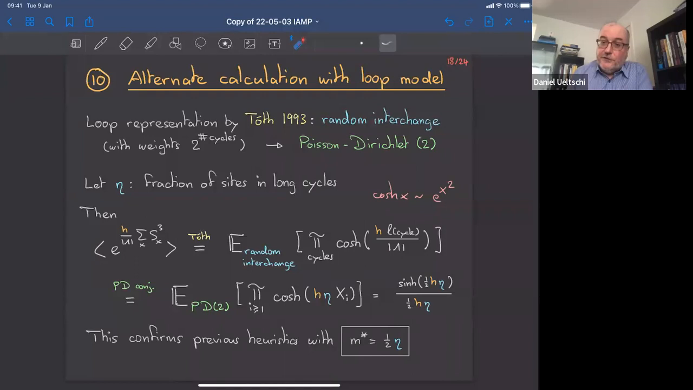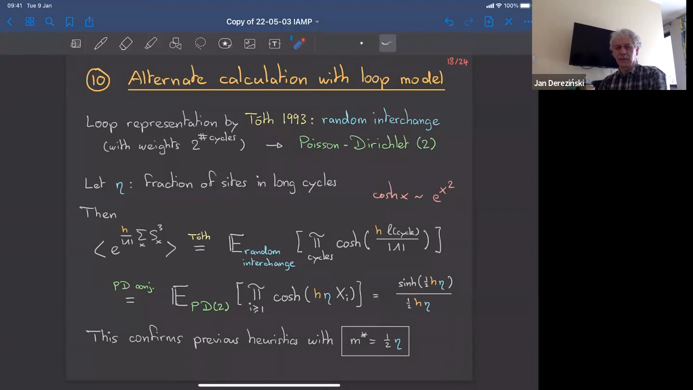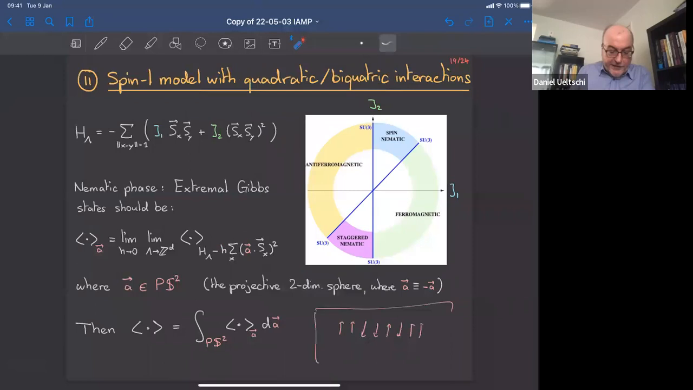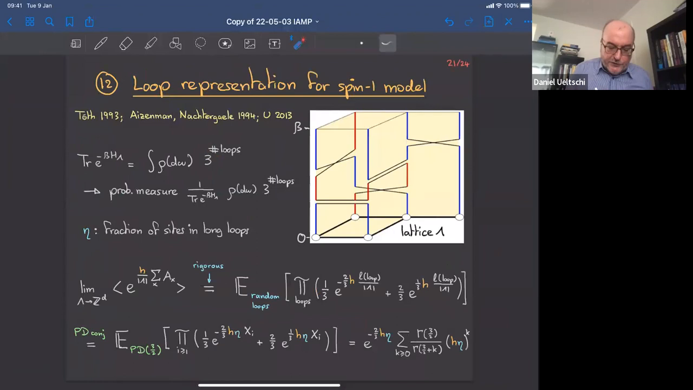Can one get any number, not half integer? Well, within the loop models, yes. Here we have the 3 to the number of loops. If you put an arbitrary parameter theta, then the corresponding Poisson-Dirichlet parameter is theta over 2. So with the loop models, you can put an arbitrary positive number here, and then you always get something. But for those models which correspond to something quantum, this parameter must be 2, 3, 4, 5, and so on, an integer, but not one. So for quantum spin systems, I'm not aware of anything else than a half integer parameter for Poisson-Dirichlet. Thank you.